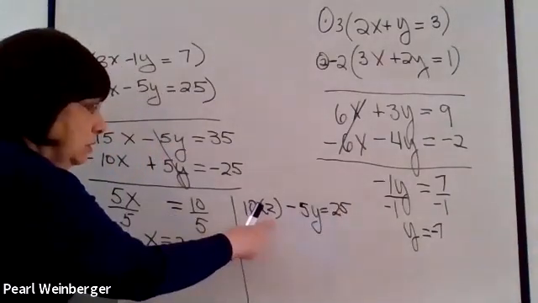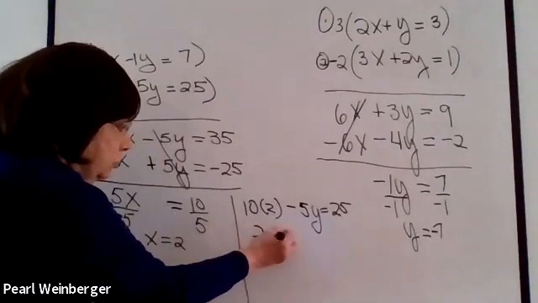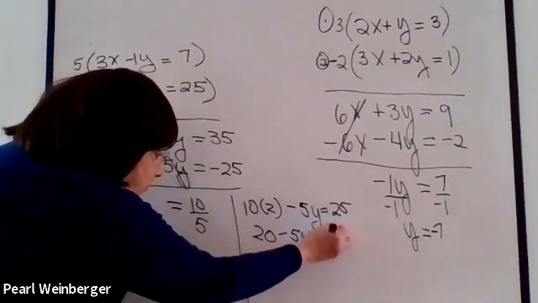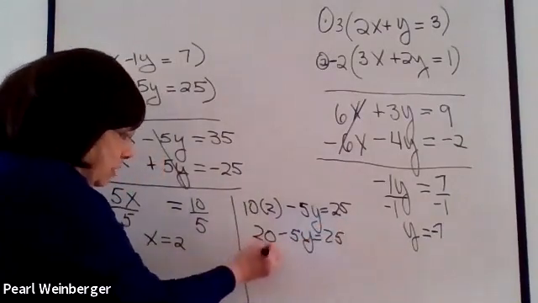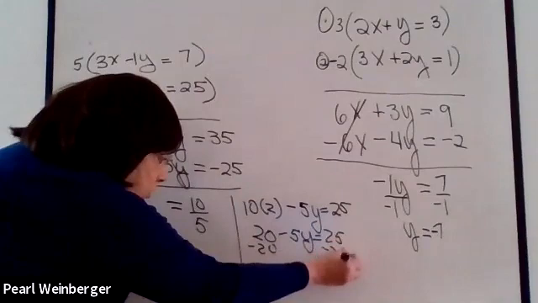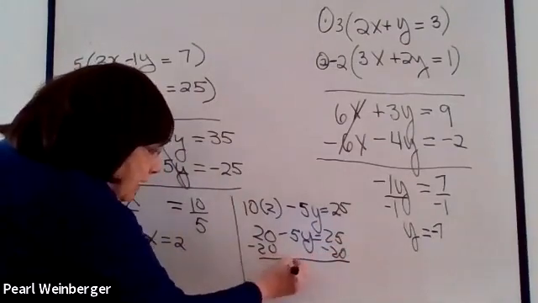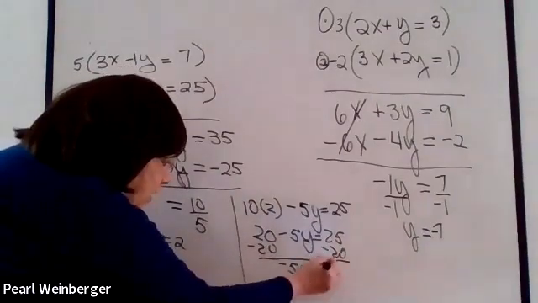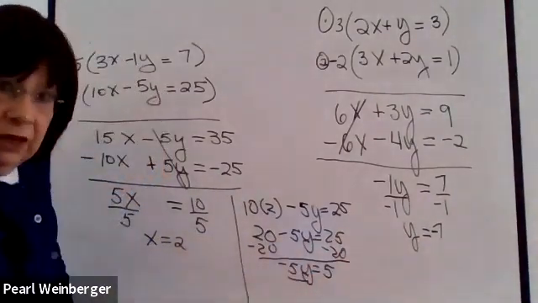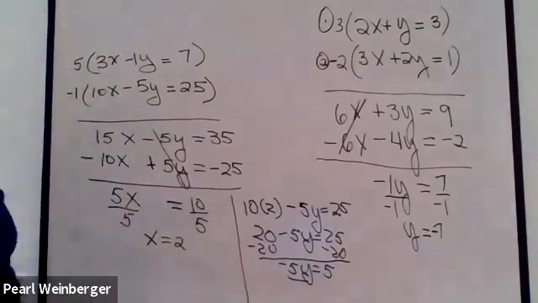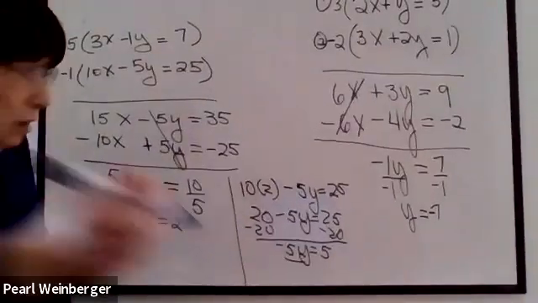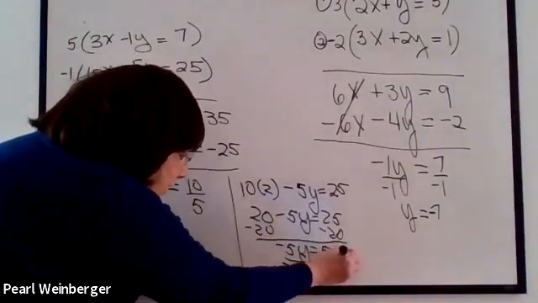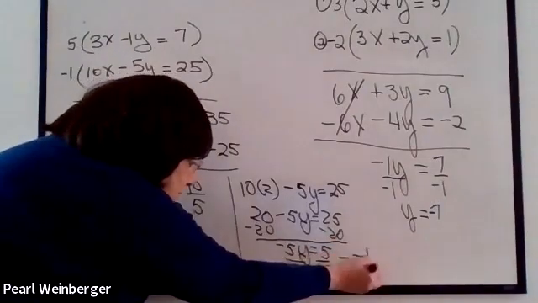And 10 times 2 is 20. So 20 minus 5y equals 25. And I'll bring the 20 to the other side, which will give me negative 5y equals 25 minus 20, which is 5. And when I divide both sides by negative 5, I get 5 divided by negative 5 is negative 1.